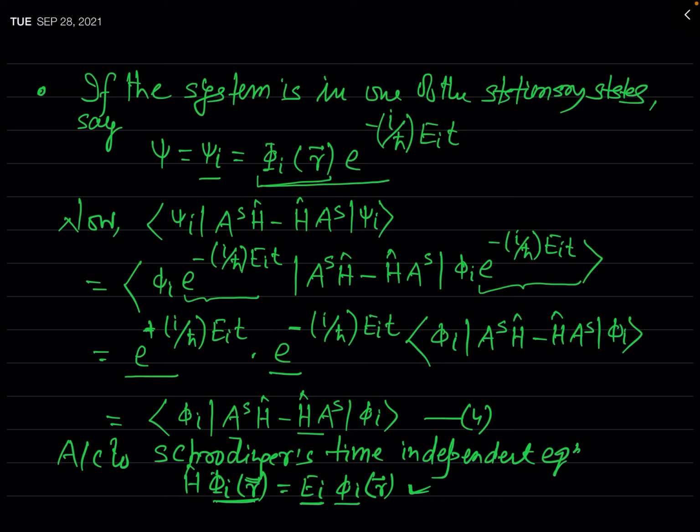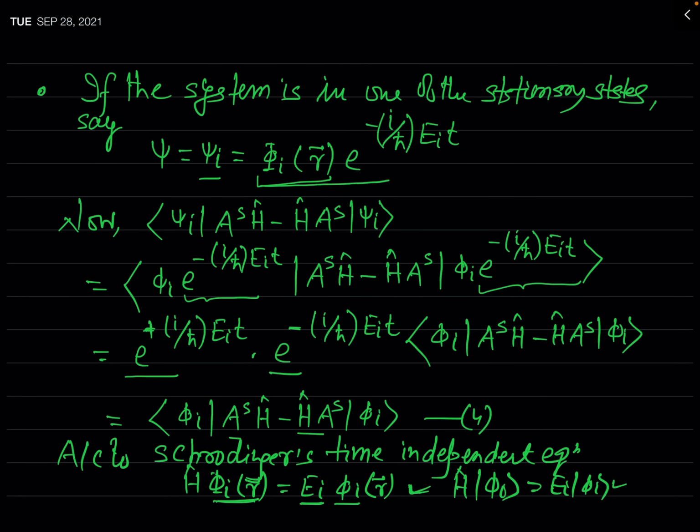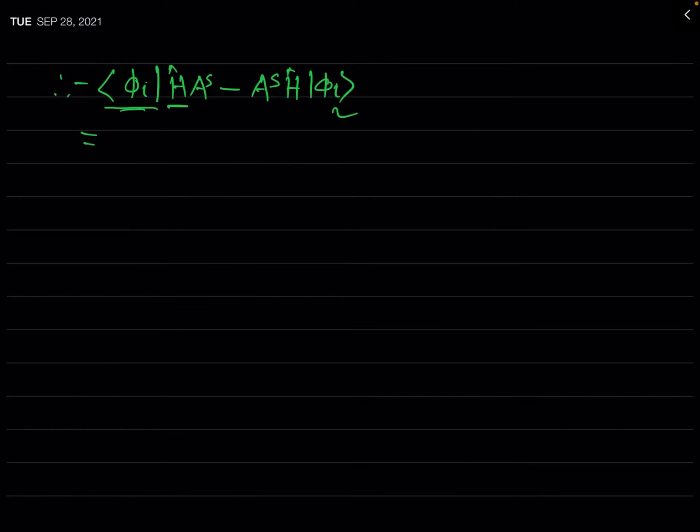In Ket symbol you can write this expression like this: h hat Ket phi I equal to Ei Ket phi I. Now here, this h hat is operated on the bra vector phi I. So according to this equation we will get the complex conjugate of Ei and bra phi I.